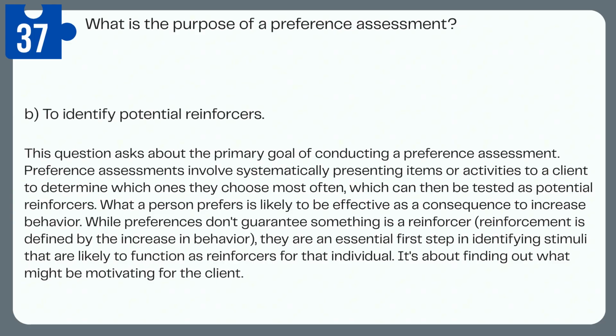This question asks about the primary goal of conducting a preference assessment. Preference assessments involve systematically presenting items or activities to a client to determine which ones they choose most often, which can then be tested as potential reinforcers. What a person prefers is likely to be effective as a consequence to increase behavior. While preferences don't guarantee something is a reinforcer, reinforcement is defined by the increase in behavior. They are an essential first step in identifying stimuli that are likely to function as reinforcers for that individual. It's about finding out what might be motivating for the client.